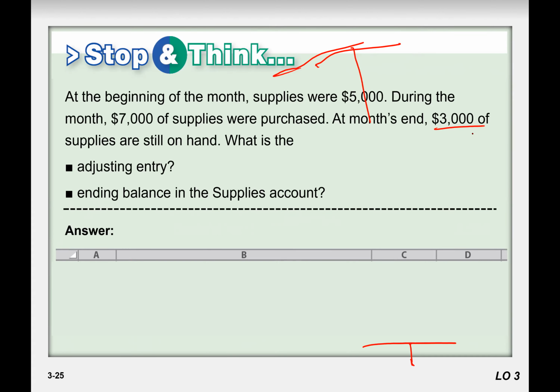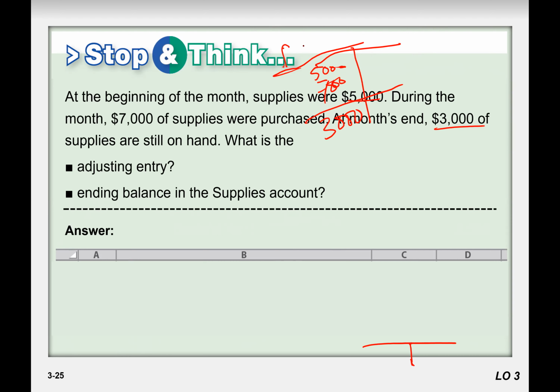Supplies is an asset, so is its normal balance a credit balance or a debit balance? Asset normal balance is debit balance, right? So during the month, 7,000 purchase, here we go, 7,000. And at the end, how much is left? 3,000. So how much is the reduction?